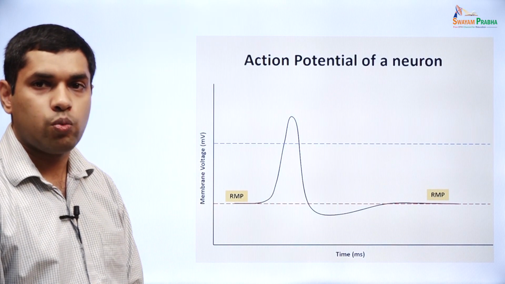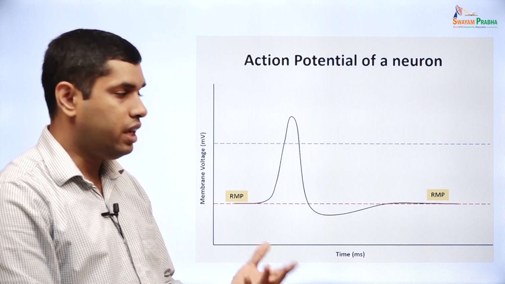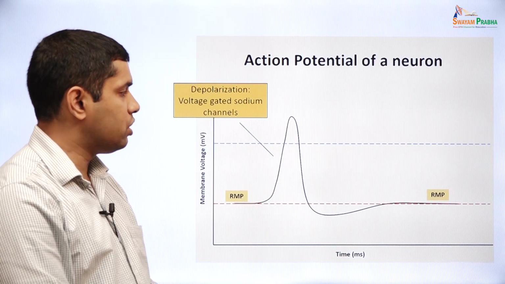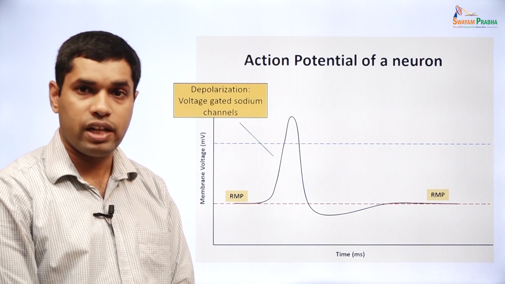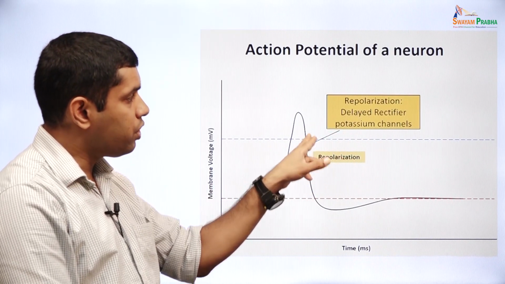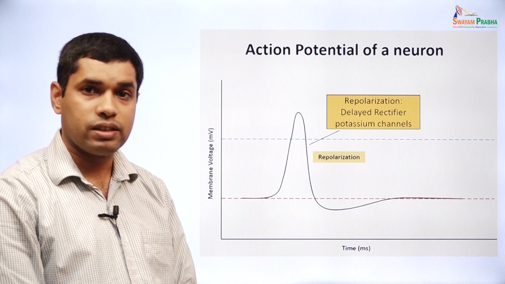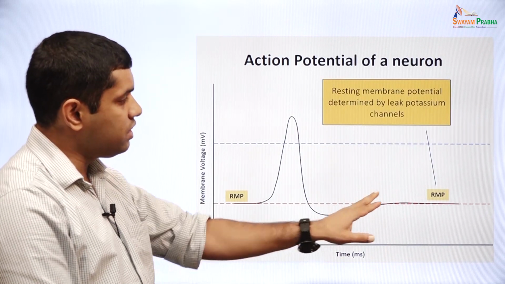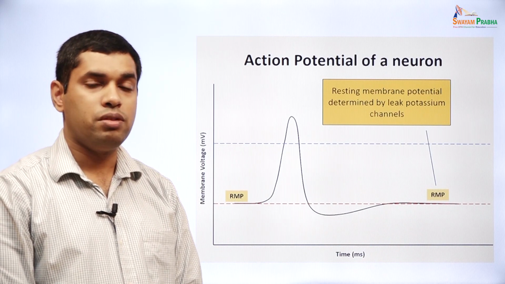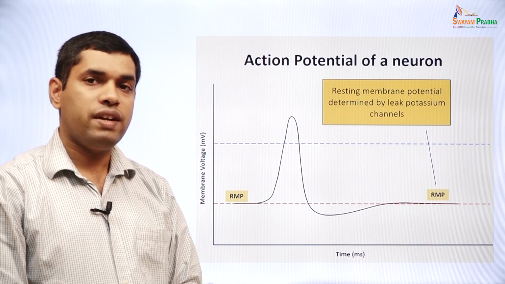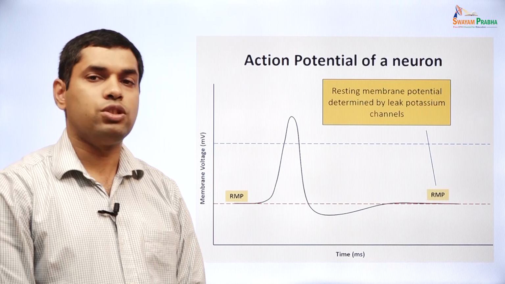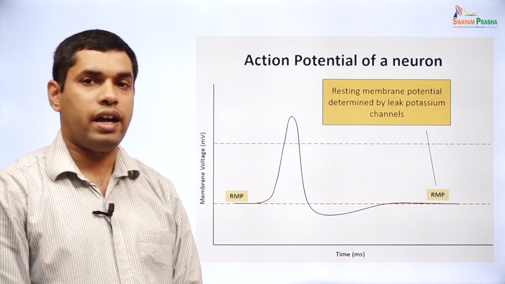Now let us summarize what we have learnt so far. We've talked about the action potential, and we said that the depolarization of the action potential is due to opening of voltage gated sodium channels. We said that the repolarization is due to the opening of delayed rectifier potassium channels, and we said that the resting membrane potential is determined by the leak potassium channels which contribute to the membrane permeability. So what we have studied up till now is three important classes of ion channels which contribute to action potentials.